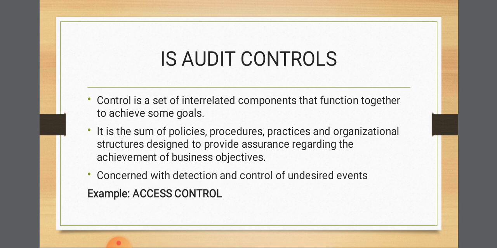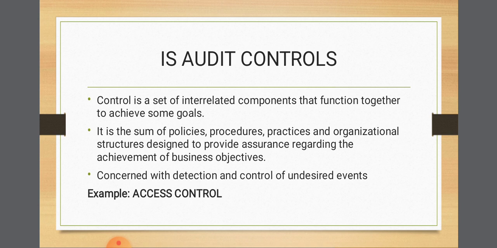So it is the sum total of policies, procedures, practices and organizational structures designed to provide assurance regarding the achievement of business objectives. And definitely it is concerned with detection and control of undesired events. Control is concerned with finding out that if something is happening wrong, then you need to correct it immediately.